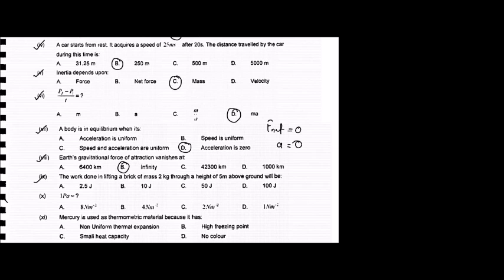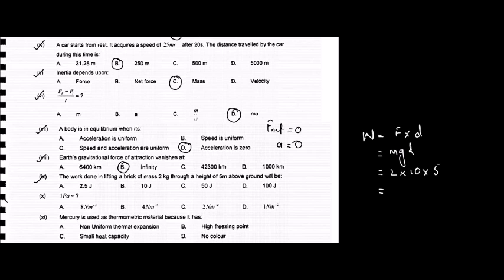Question number 9. The work done in lifting a brick of mass 2 kg through a height of 5 meters above the ground will be 2.5 joule, 10 joule, 50 joules or 100 joule. First we need to write the equation of work done. The work done is equal to force times displacement. In case of lifting an object, the force applied on the object is equal to its weight. So you can write here the force is equal to m times g, that is the weight of the object, multiplied by the height gain. The mass of the object is given as 2 kg. G, the gravitational field strength, you know well, is 10, and the height is 5 meters.